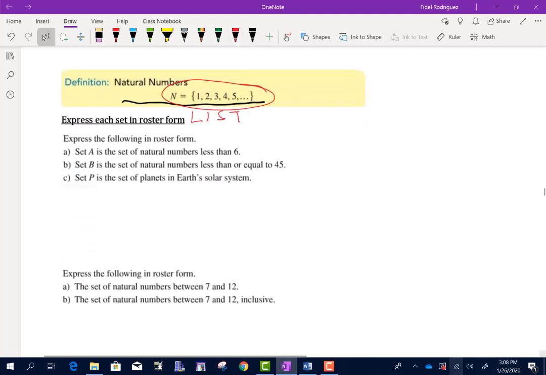Oh, let me pause this real quick. All right, sorry about that, guys. My cat came out making a little noise.